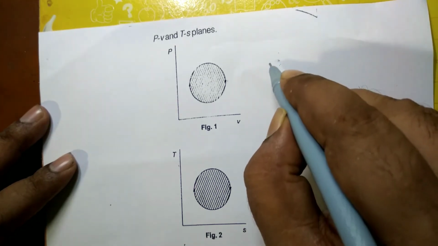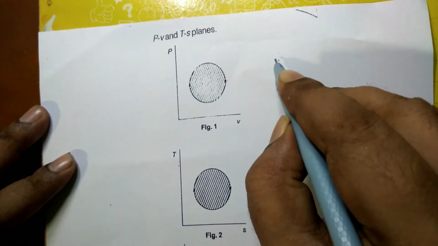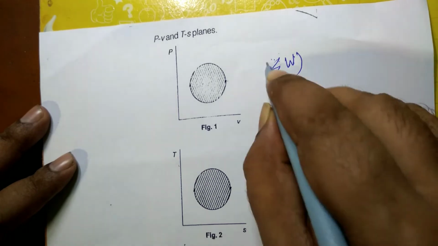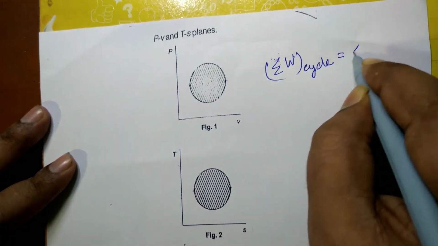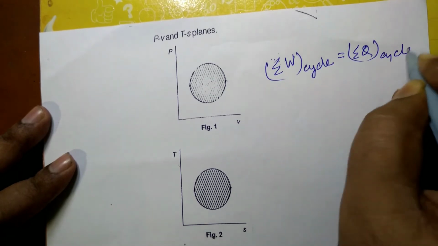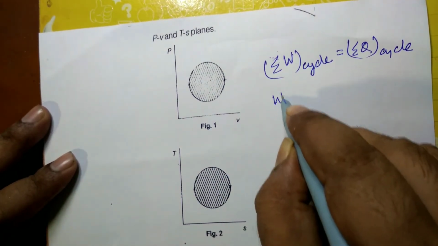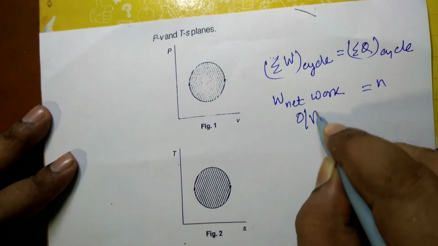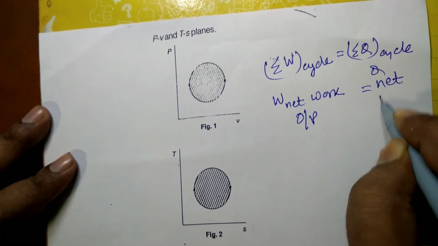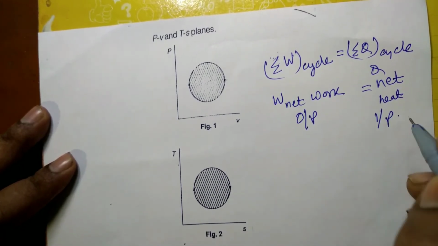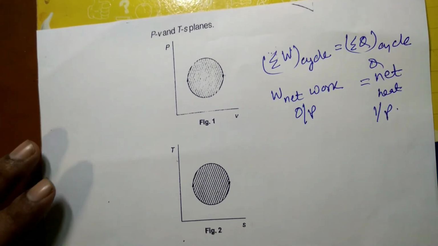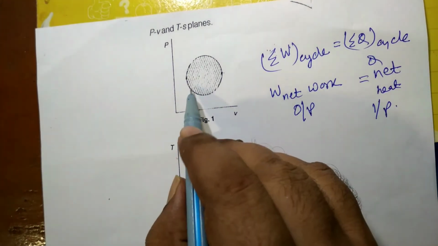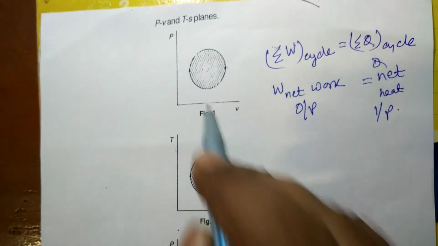for a closed system undergoing a cyclic process, the equation is sigma W cycle is equal to sigma Q cycle. That means net work output, suppose, is equal to net heat input. This is the first law of thermodynamics for a closed system undergoing a cycle. It has been established by Joule. You see, this is a clockwise cycle here.